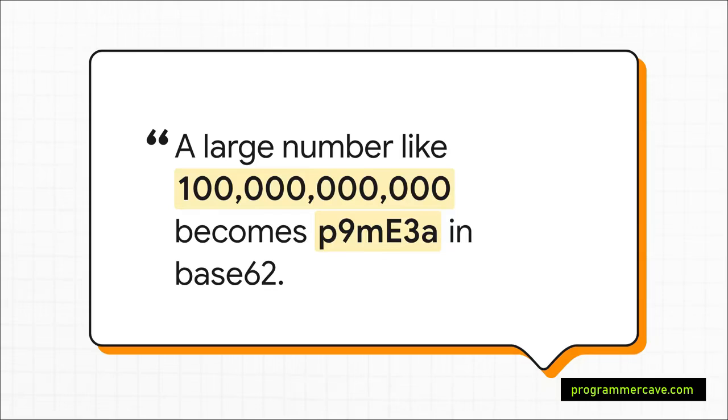And the result is pretty dramatic. A giant number like 100 billion, which is way too long for a URL, gets squished down into this neat 6-character code, P9ME3A. That's the magic of base62 right there.